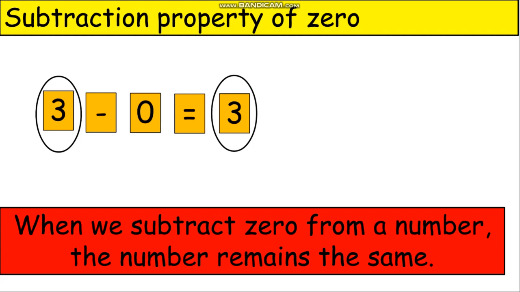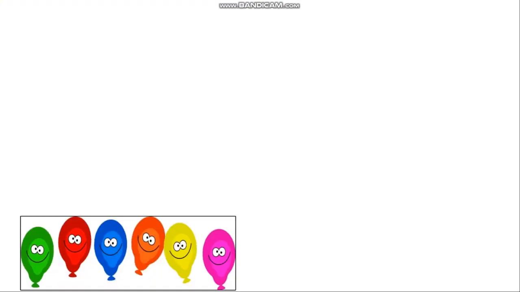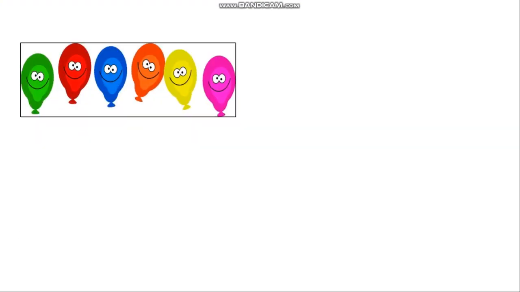Now there is one more interesting property. Let us have a look at it. Now these are some balloons. Can you count it for me? Yes. 1, 2, 3, 4, 5 and 6. So there are 6 balloons.